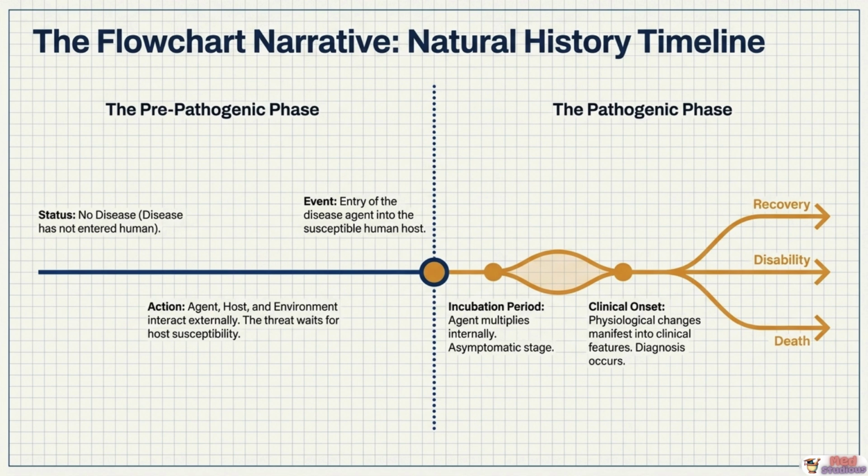As internal changes accumulate to a critical threshold, clinical onset occurs. Physiological changes manifest as recognizable signs and symptoms. The patient presents for medical care, and formal diagnosis becomes possible. From this point, the disease may progress to recovery if treatment is effective, to permanent disability if irreversible organ damage has occurred, or to death if the condition overwhelms the host's defenses.